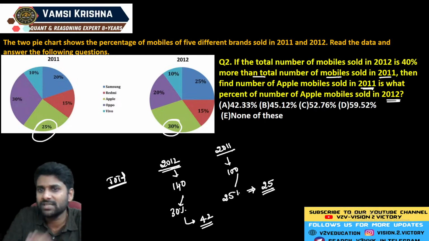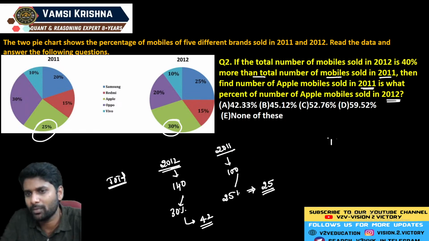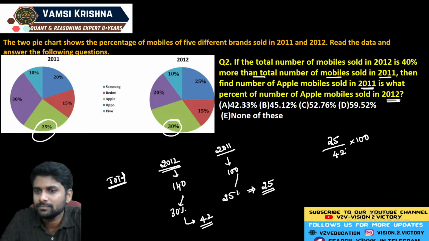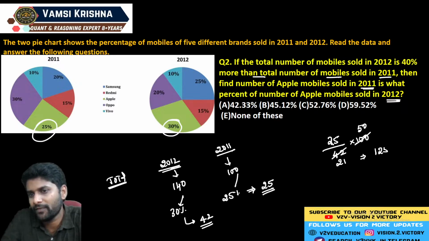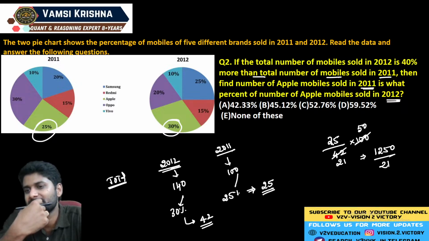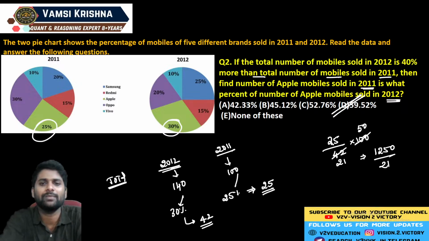Now the question: what percentage of the Apple mobiles sold in 2012 is the number sold in 2011? In 2011, 25 Apple mobiles were sold, and in 2012 it is 42, so 25 divided by 42 multiplied by 100 is your answer. So here 1250 divided by 21. Guys, you already know that 21 times 6 is 126. So approximately, if 21 is multiplied by 60, it's a value of 1260. So 1250 means 10 units less. So here the option is 59.52%.